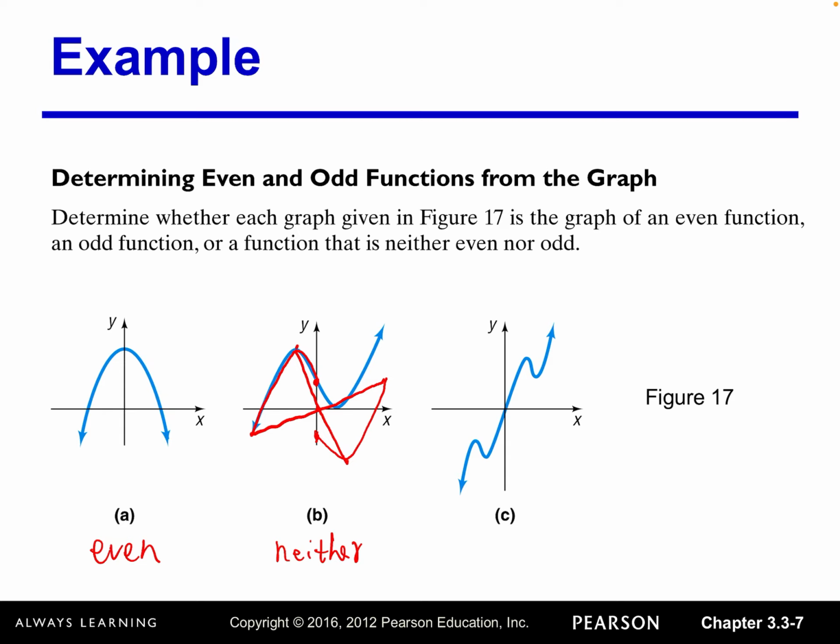How about this one? This is symmetric with respect to the origin, right? You connect these 2 points, it must go through the origin with the same distance on each side. Here, you see, connect these 2 points, it must go through the origin with the same distance. And the same for here. If you pick any arbitrary point on the graph, you must see the symmetrical point with respect to the origin. So the graph represents an odd function.